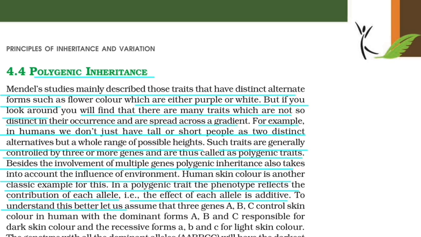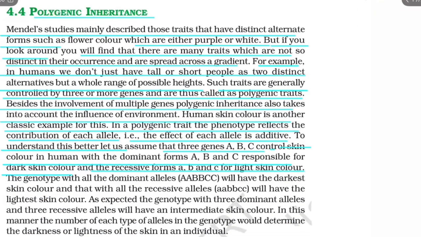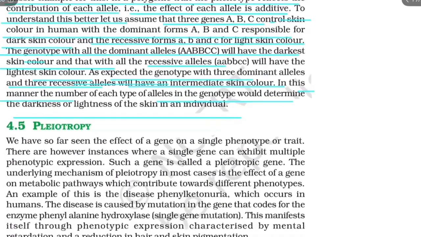To understand this better, let us assume that three genes A, B, C control skin color in humans, with the dominant forms A, B, C responsible for dark skin color and the recessive forms a, b, c for light skin color. The genotype with all dominant alleles, AABBCC, will have the darkest skin color, and that with all recessive alleles, aabbcc, will have the lightest skin color. As expected, the genotype with three dominant alleles and three recessive alleles will have an intermediate skin color. In this manner, the number of each type of allele in the genotype determines the darkness or lightness of the skin of an individual.